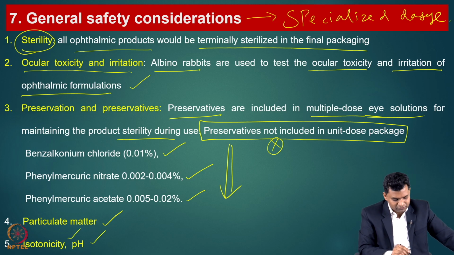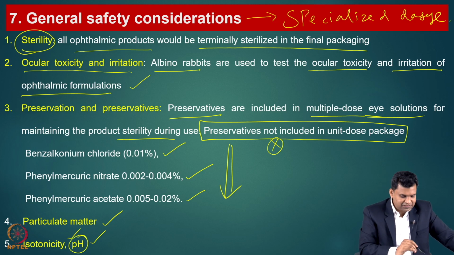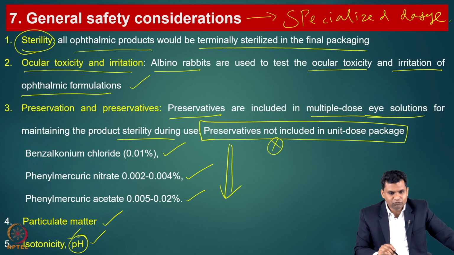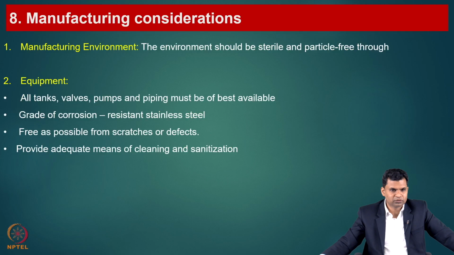Isotonicity, we have learned that your formulation or any type of dosage form needs to be equal to the solute concentration of your tear fluid, right. So isotonicity needs to be maintained, and a pH of 7.4 is preferable, because the tear pH is 7.4. Now, the manufacturing considerations.